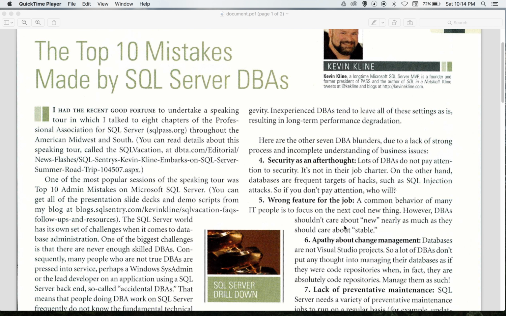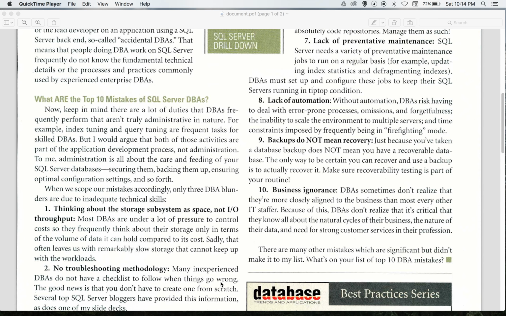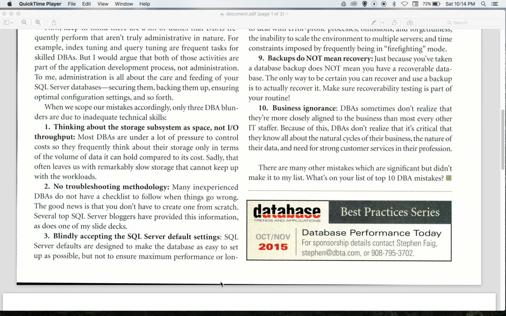There's basically two reasons why these mistakes happen. The first reason is not being knowledgeable about SQL, and the second reason is not knowing the business side of it. The first three mistakes that I'll be covering have to do with not knowing SQL or having a strong background on SQL.